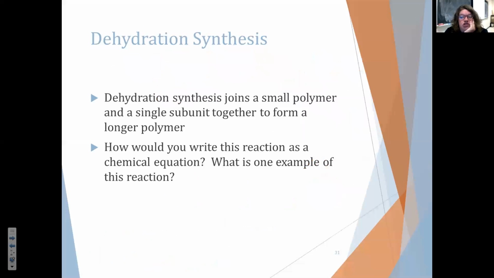Dehydration synthesis joins a small polymer and a single subunit, or a bunch of small single subunits, together to form a longer polymer. If we're writing this as a chemical equation, we would write our short polymer and a single subunit. Those are what go into the reaction. Those are our reactants. The arrow tells us that a reaction has taken place, and then a longer polymer is our product.